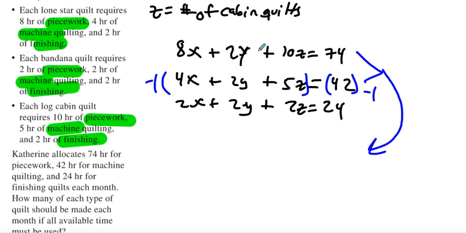So let me drop down my first equation first: 8x plus 2y plus 10z equals 74. Now I'm going to multiply everything by -1, or just change all the signs.